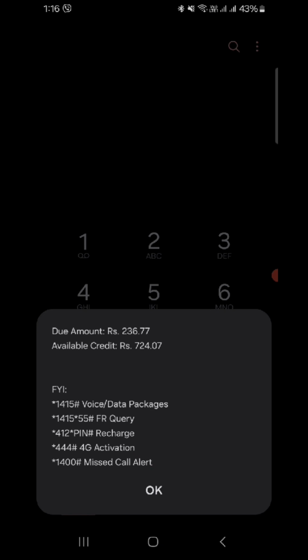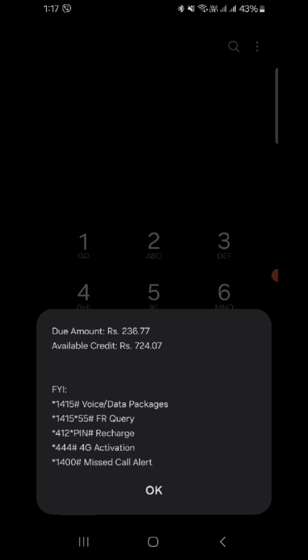This due amount means the amount you have used up. It doesn't mean that you need to pay it again. You have already paid this due amount. It means you have used services worth 236.77 in my case during this bill cycle, meaning between the 15th of one month to the 14th of next month. The more you use your credit, it will add up to your due amount, which means you have already paid up, you don't need to pay it again. After the bill cycle, your due amount would be 0.